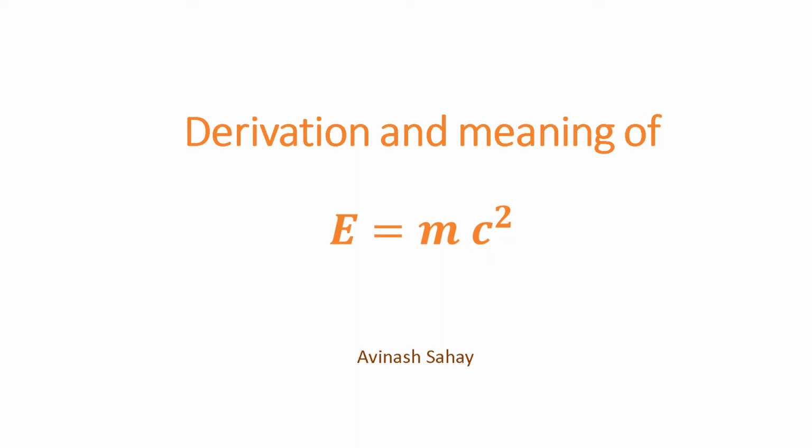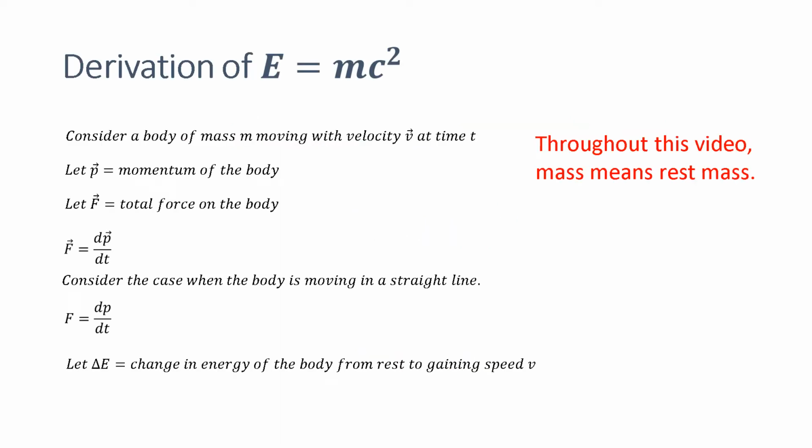E equals mc square in special theory of relativity is one of the most famous equations in physics. I will be explaining how to derive this equation. I will explain the meaning of this equation and then we will solve some problems. This is how we derive this equation.